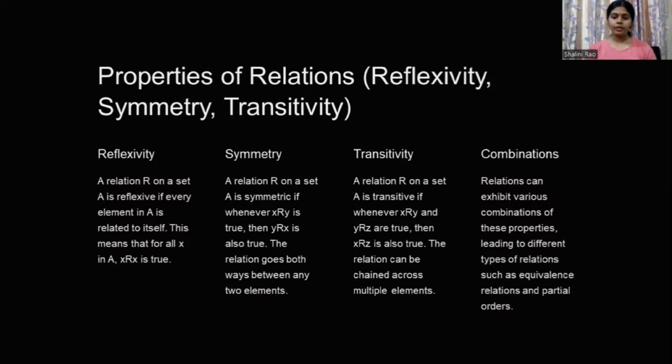Transitivity: a relation R on a set A is transitive if whenever x R y and y R z are true, then x R z is also true. Then the relation can be chained across multiple elements. Combinations. Relations can exhibit various combinations of these properties, leading to different types of relations, such as equivalence relations and partial orders.